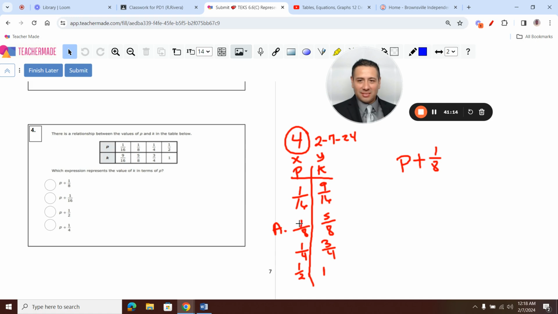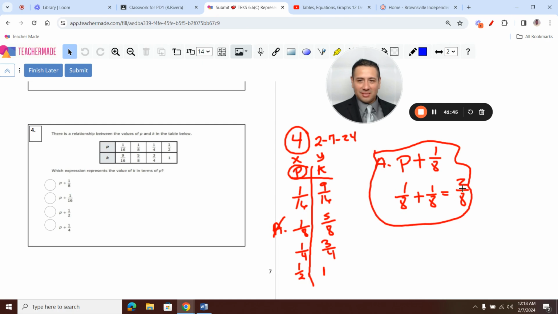So now let's change the letter to number. What's the letter that they have? P. So P is right here. And I see 1/8, so I want 1/8 plus 1/8. And that will give you 2/8. Now does 2/8 match the 5/8? Of course not. So that's why letter A is out. 2/8 was the answer, and that does not match the 5/8 we have here. That's why it's wrong.